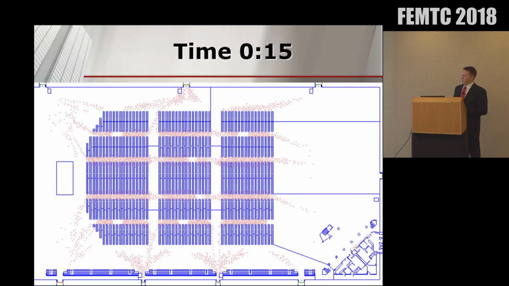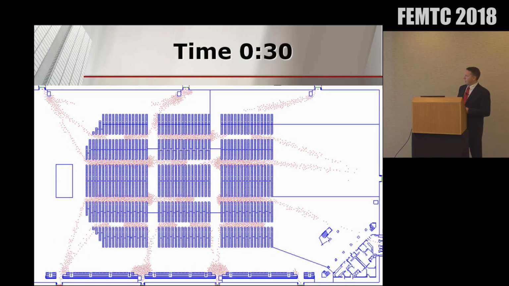So as we step through, we can see the occupants moving out of their seats and into the aisles. So we can start to see queuing happening. And then depending on the travel distance, there are some queues that have not formed because the occupants have a longer distance and haven't reached their exit yet.